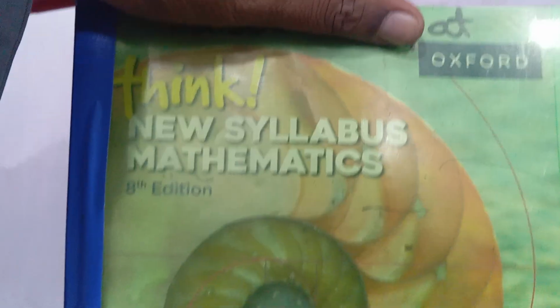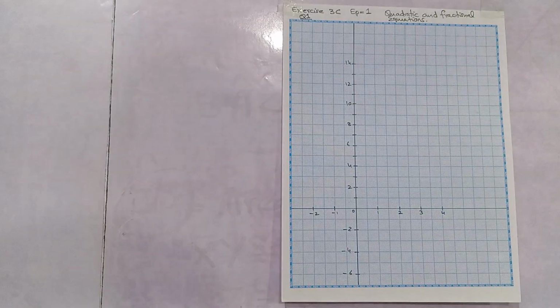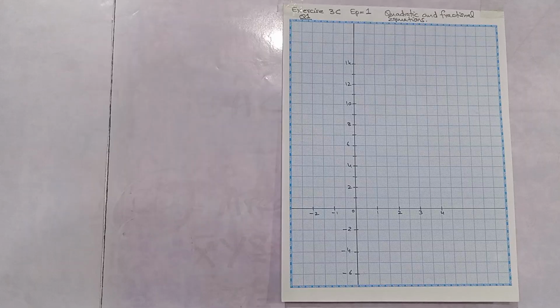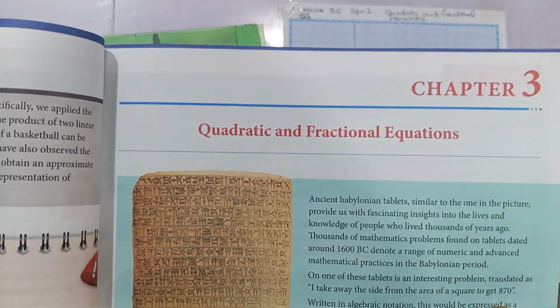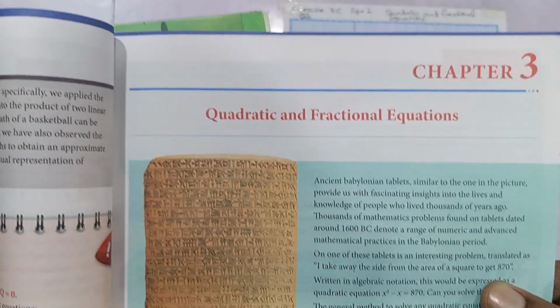This is O Levels Mathematics. I am using this book, New Syllabus Mathematics 8th edition, published by the Oxford University Press. This is book 3, and I am going to work on chapter number 3 of this book, which is quadratic and fractional equations. I have already done this topic from the 7th edition.